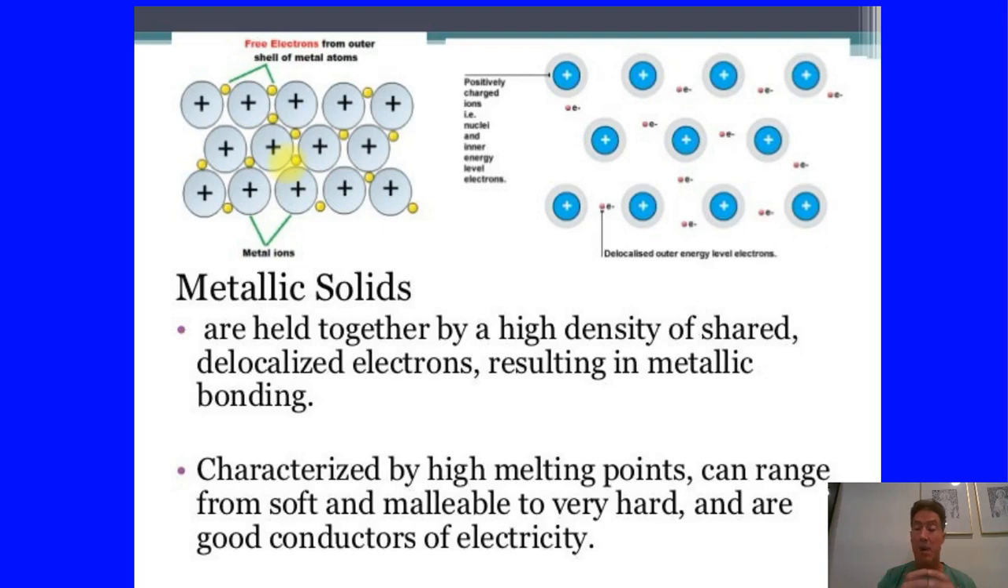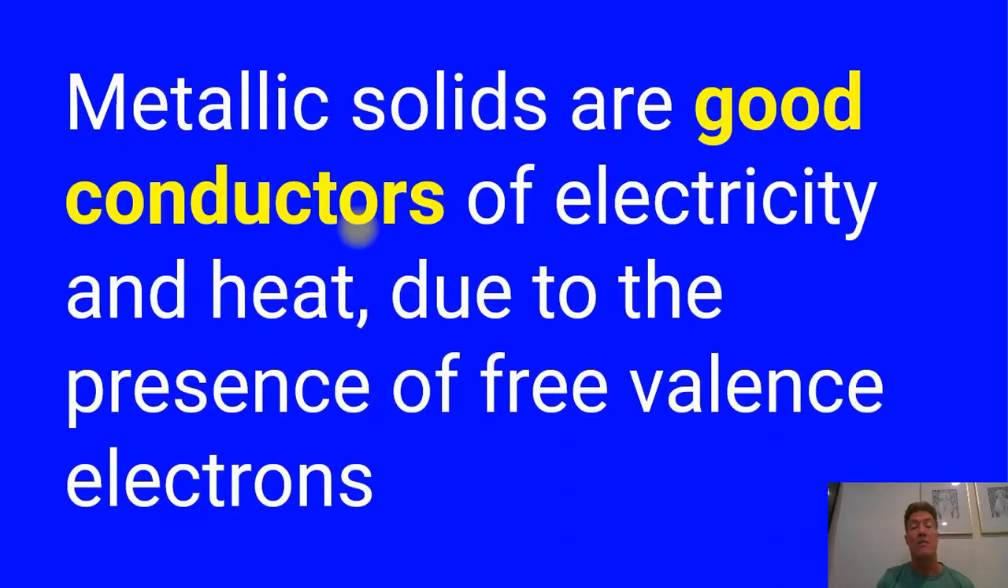So there's still a bond there. It's called a metallic bond, but it's made up essentially of a positively charged nucleus and this sea of surrounding electrons. Metallic solids are characterized by high melting points. They can be soft and malleable, or they can be very hard. They are almost always good conductors of electricity because that sea of electrons allows them to move freely. They're free agents. Not only are they good conductors of electricity, they're good conductors of heat.